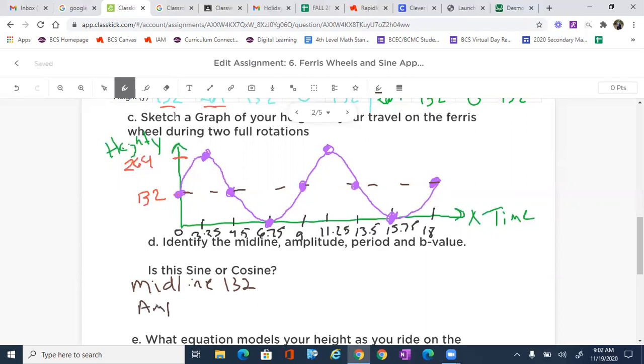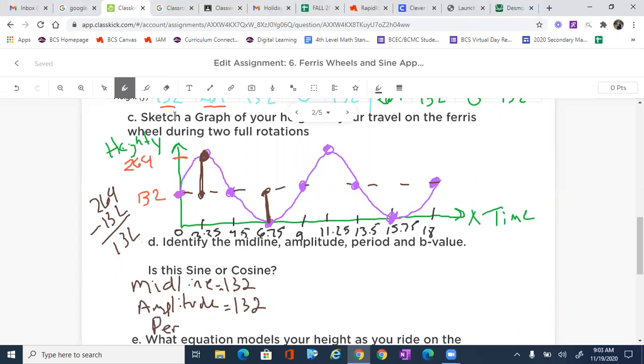Well, what is our amplitude? Our amplitude, if you remember, is the distance from the midline to the crest, the peak or the maximum, or the midline to the minimum. Okay, and what we know is, well, I could take 264 and I could subtract 132, and that gives me 132. So the amplitude is got to be 132.